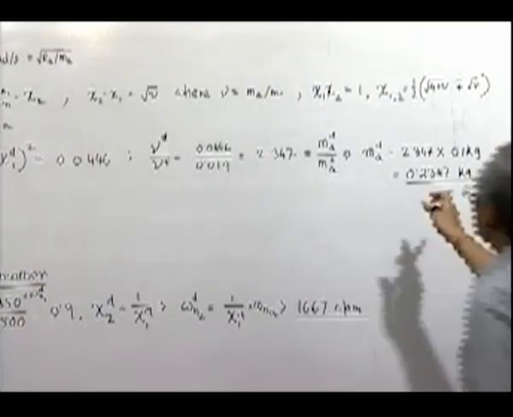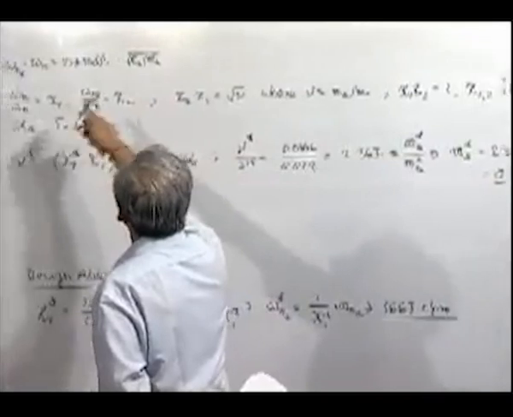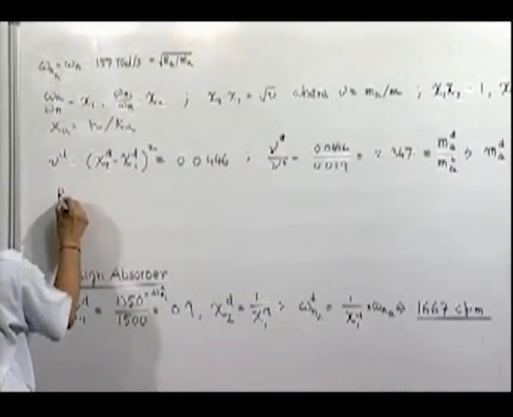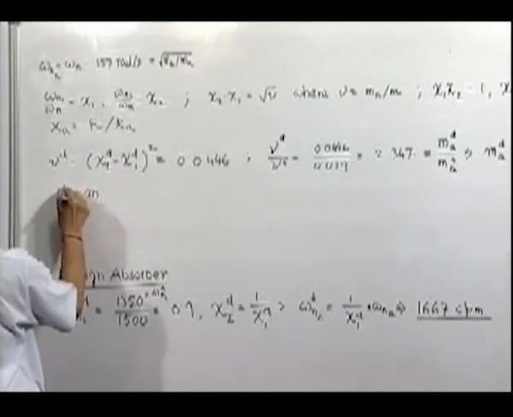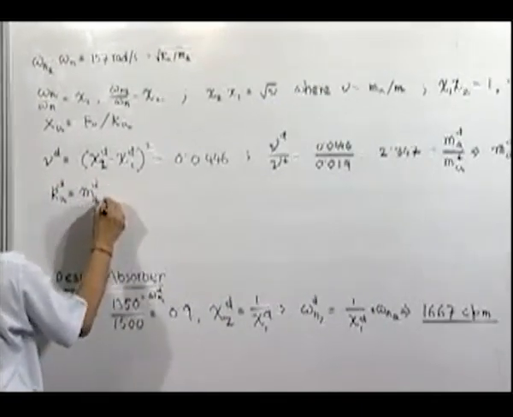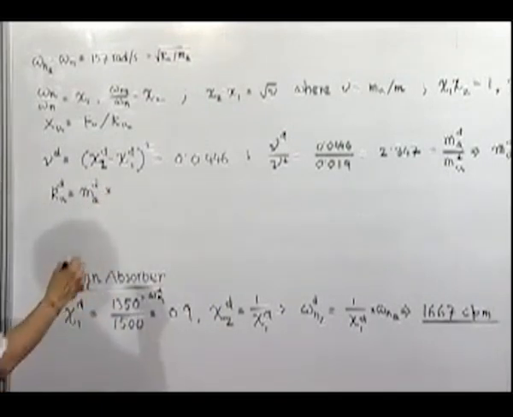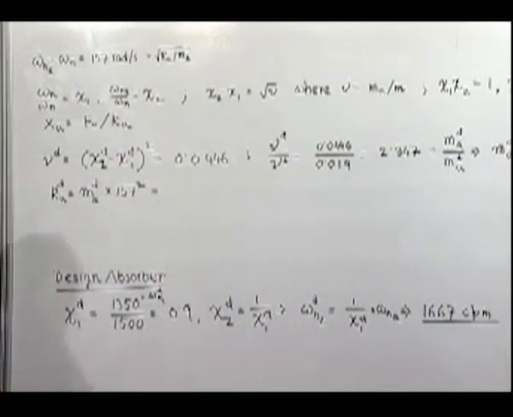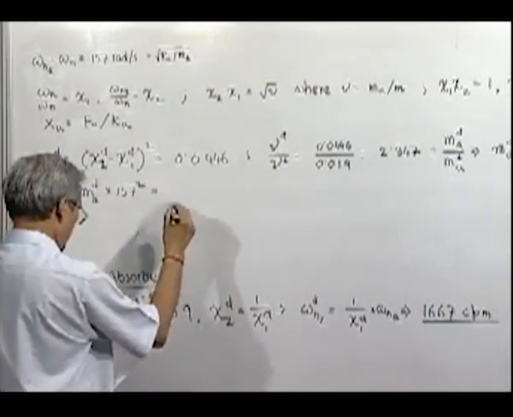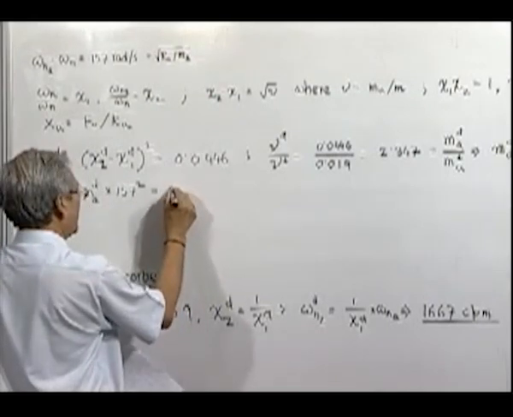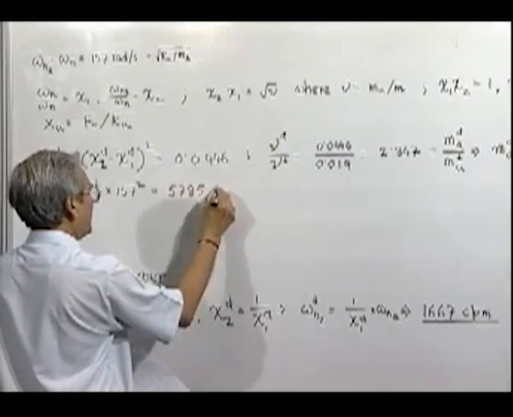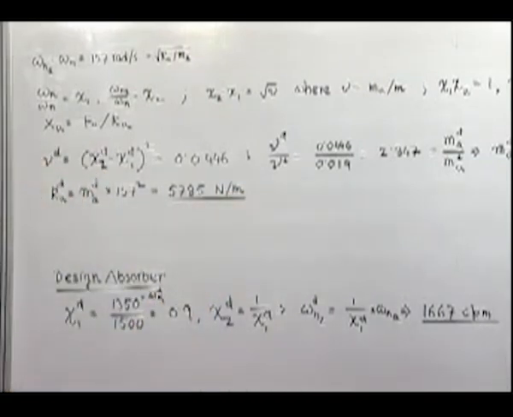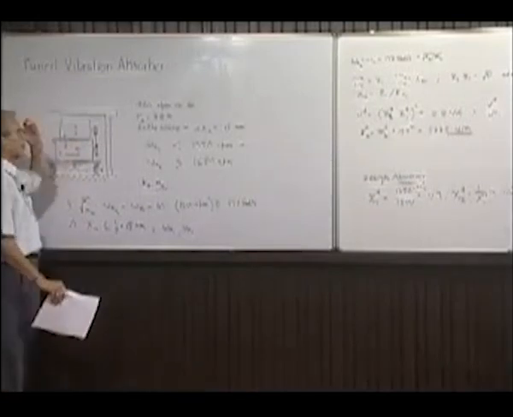Once we find that, we know the natural frequency. Since we know the natural frequency, we can easily find out K. K will be equal to simply the design absorber mass into 157 squared, and that will be equal to this, that is the stiffness of the absorber.